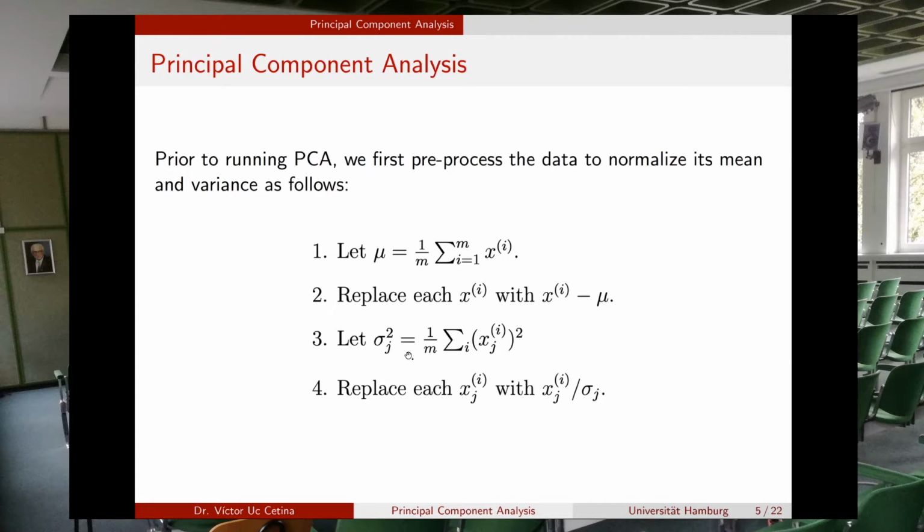But for example, if you have a dataset in which the first dimension has values between 0 and 1, and your second feature or attribute has values going from minus 1000 to 1000, they are in different scales. So we don't want to have these differences in the scales because this will affect the result of PCA. So what we need to do is to scale all the variables, all the features, so they are in the same scale, in the same interval, and you do that by executing steps 3 and 4. Okay.